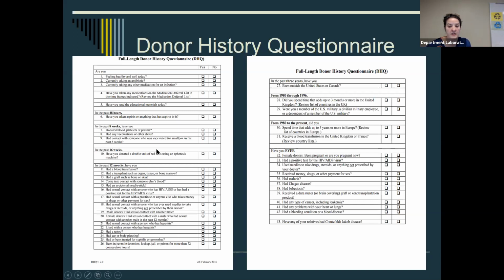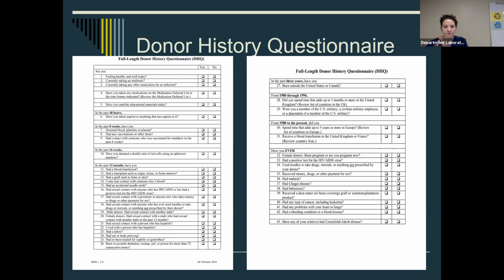And then you get to this section in the past 12 months. Have you had a blood transfusion? Have you had an organ transplant? Have you had a bone or skin graft? Have you come into contact with someone else's blood? This is for the healthcare workers. Maybe they had a needle stick exposure. Maybe they had a splash in their eye. That would defer them for 12 months, okay? Just so we have a window that we can detect infectious disease. So we want to allow that time that our testing can detect that infectious disease, okay?